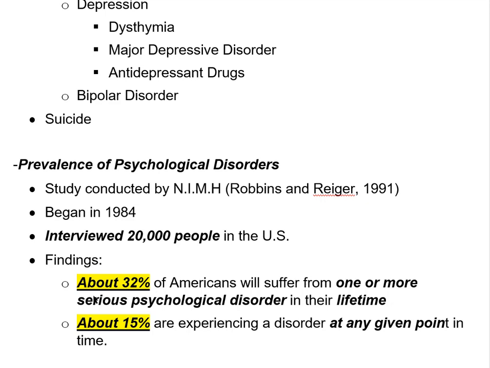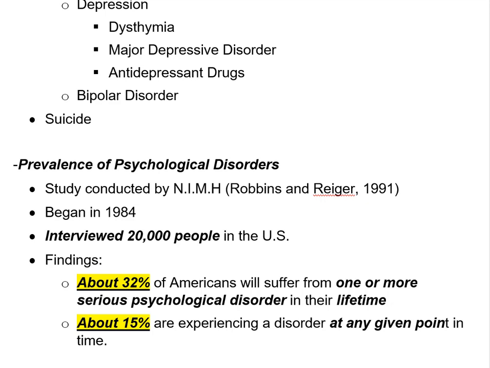Now, that's over the course of a lifetime. What about right now? If we took a snapshot of adults in America right now, what percent of us probably suffer from psychological disorder? This study indicated the answer is about 15%. That's about 1 person in 6. At any given point in time, about 15% of American adults are suffering from a relatively serious psychological disorder, one that's serious enough that it's interfering with their lives.